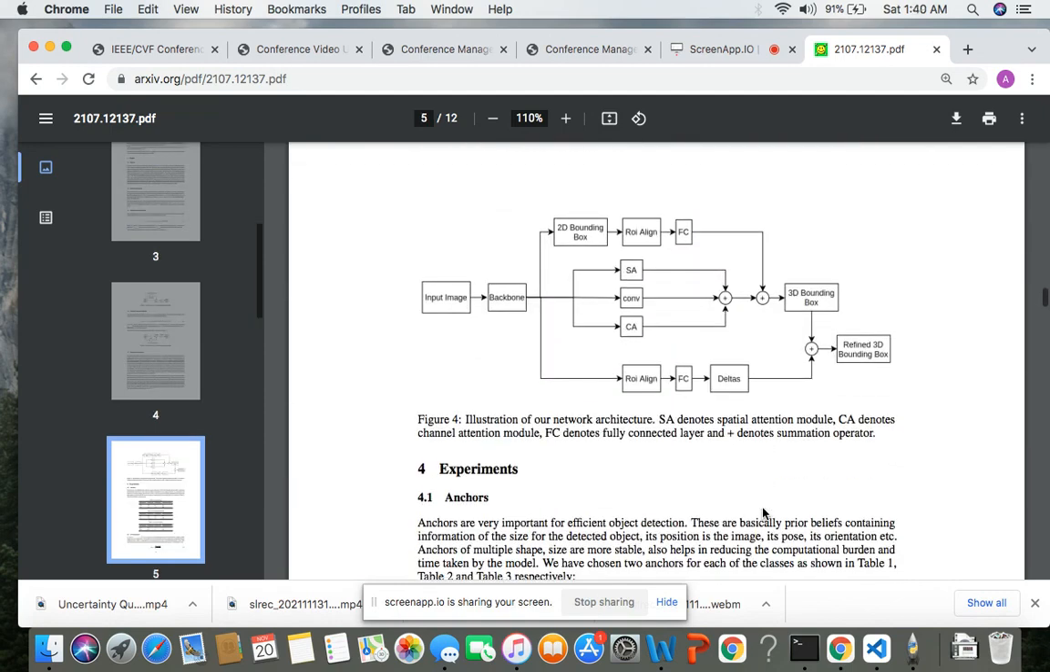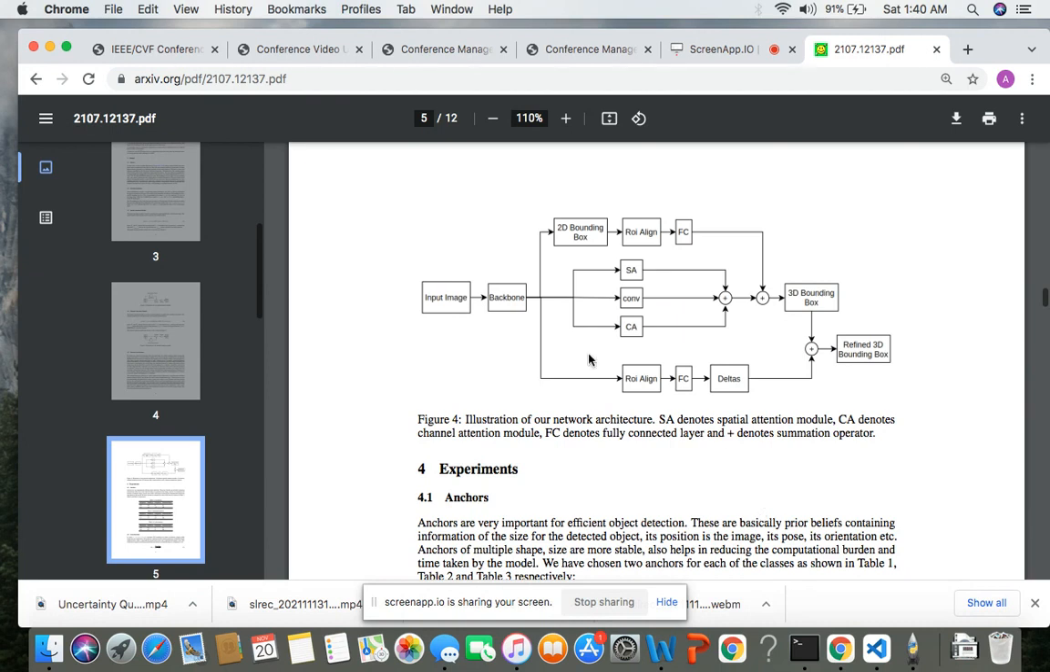Going over the complete network details, we feed an input image to a backbone which is made up of ResNets, residual networks. We play with different kinds of backbones like VGG and Inception in the ablation study. We find that the residual networks perform the best.